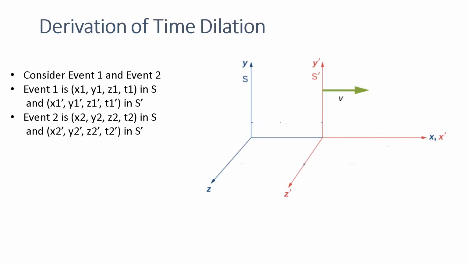Now I am going to explain how to derive the time dilation formula from the Lorentz transformation. Consider the same two inertial frames S and S prime. Consider two events, event 1 and event 2. Event 1 occurs at position x1, y1, z1 at time t1 as measured by frame S, and at x1 prime, y1 prime, z1 prime at time t1 prime as measured by frame S prime. Event 2 occurs at x2, y2, z2 at time t2 as measured by frame S, and x2 prime, y2 prime, z2 prime at time t2 prime as measured by frame S prime.